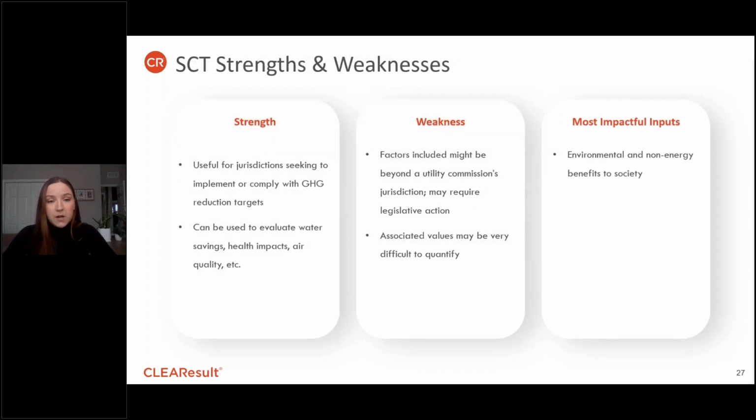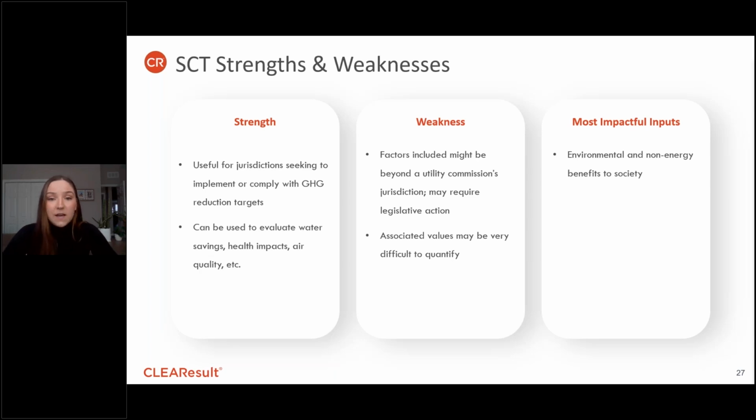So here with our strength, it's useful for jurisdictions that are seeking to implement or comply with GHG reduction targets. So if you're in a city or a state maybe that has specific reduction targets, this can be a useful tool for compliance purposes. Also, it can be used to evaluate water savings, health impacts, air quality, all these different pieces that go into how society is benefiting as a whole. There are a lot of different pieces that we can pull in.